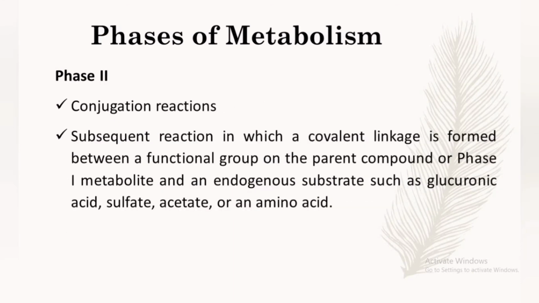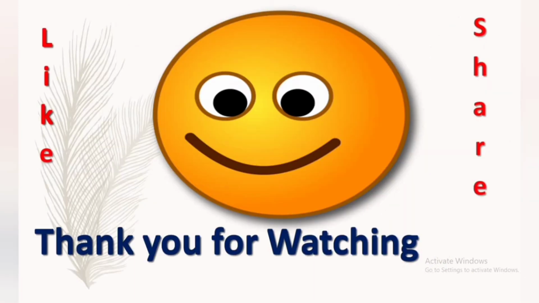Whereas phase 2 of metabolism is the subsequent reaction in which a covalent linkage is formed between a functional group on the parent compound or phase 1 metabolite and an endogenous substrate such as glucuronic acid, sulfate, acetate or amino acids, which get attached to the parent compound. This much for today. I will explain phase 1 and phase 2 metabolism in detail in my upcoming video.